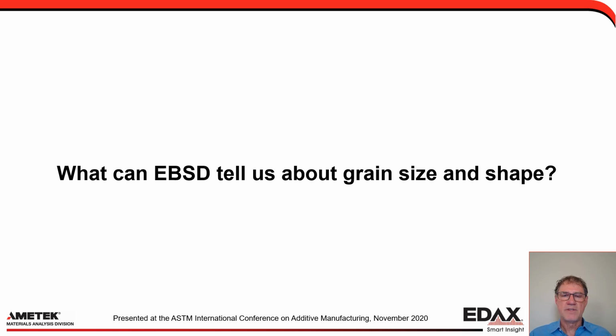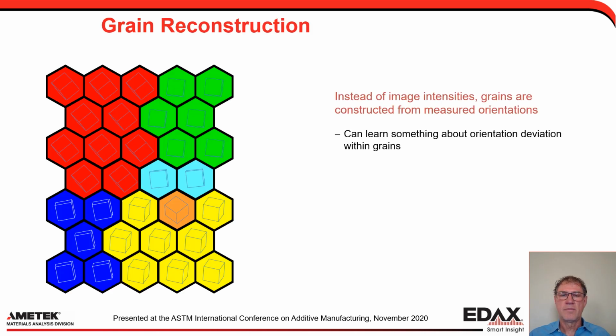So from these maps and from the patterns themselves, what can we learn about grain size and grain shape? And for this, I'm going to use an example, this little schematic here. You can see that there's a grain in red there, and all the orientations are nearly the same. And same for the green, the cyan, the yellow, the blue, and the orange. So instead of using image intensities to decide where grains are, we are going to use orientations as measured from EBSD.